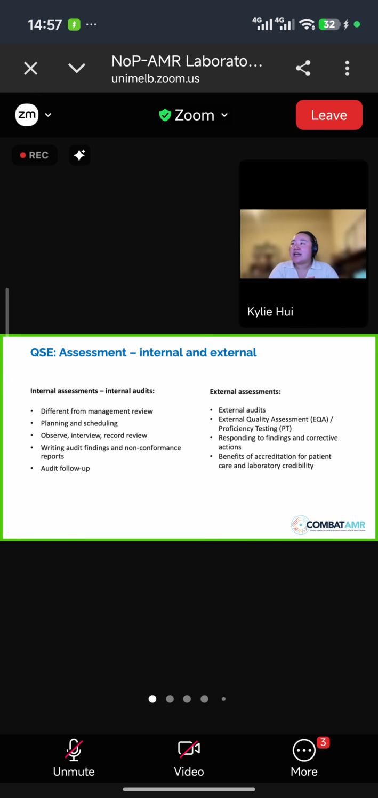Other external assessments you have, there are external audits, so very similar. Sometimes you can have external bodies that can come in that will help, particularly those who have undergone the ISO accreditation. There'll be a lot of external audits that came in through that. There's also external quality assessments or proficiency testing. So the EQA that a lot of people have been part of, this is a type of external assessment as well. The good things that come out of these assessments, you can respond to the findings and also have corrective actions. And this benefits accreditation, patient care, and also laboratory credibility.